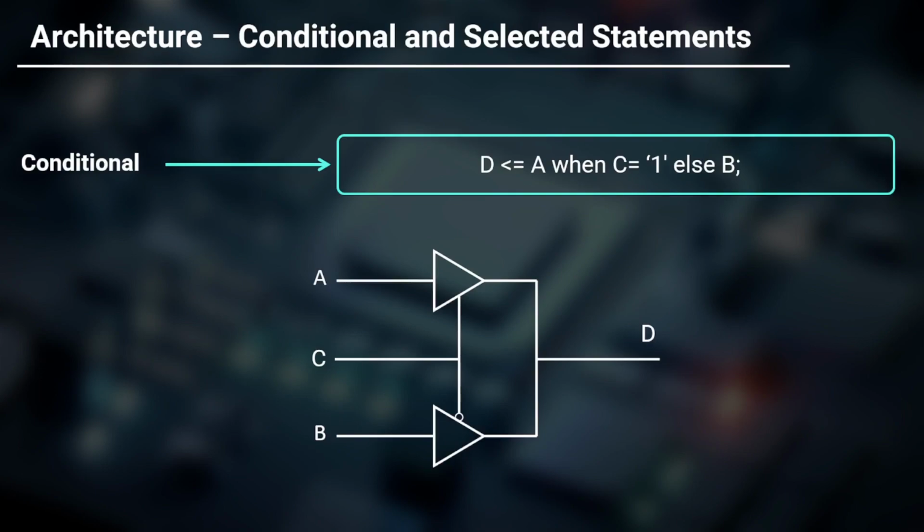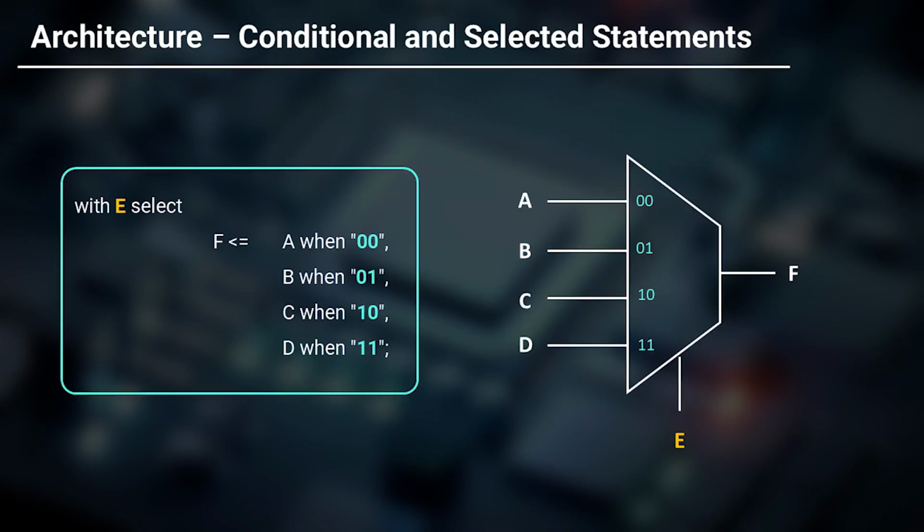After that, we go to conditional and selected statements. A conditional statement works like a three-state buffer, determining which value is assigned to an output based on a condition. In this example, C is a conditional signal, and when it holds logic 1 as its value, A will be assigned to D, and otherwise, B will be assigned to D. And a selected statement functions like a multiplexer, where a selector value determines which signal is assigned to an output. In this example, the value of E specifies whether A, B, C, or D should be assigned to the output.